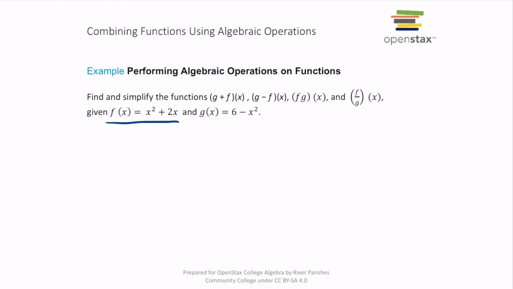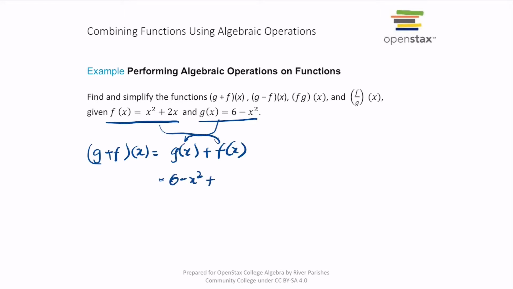They have given us two functions, x square plus 2x and 6 minus x square. Let's calculate the first one, which is (g plus f)(x), which becomes g(x) plus f(x). Write down the function as it is. So g(x) is 6 minus x square plus f(x), which is x square plus 2x. So the x square terms cancel, you have 2x plus 6. So this is the function (g plus f)(x) equals 2x plus 6.